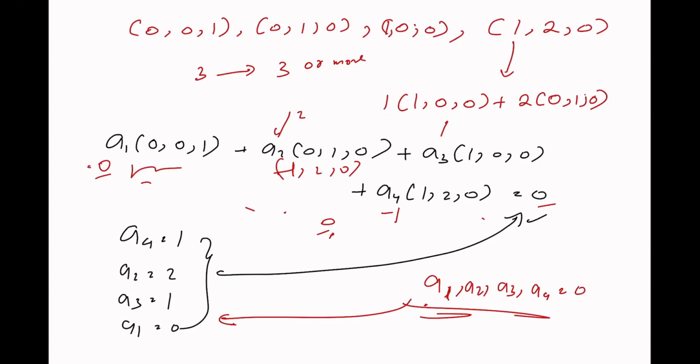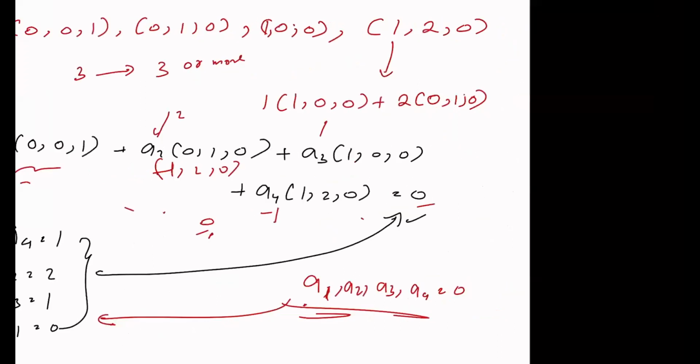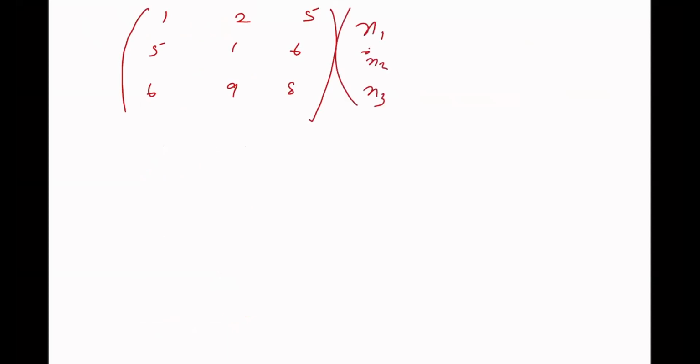You got my point? Okay. Now, before going much further, let's consider another case as well. Let's say we have some vectors 5, 5, 1, 6, 6, 9, 8, and let's say it is x1, x2, x3. This is equal to, let's say, 6, 9, 8.